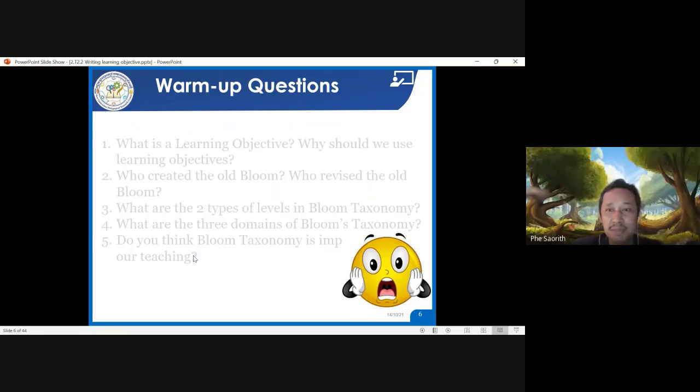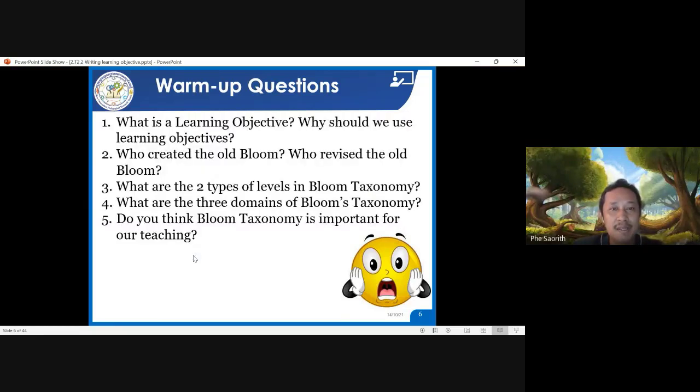So here is the warm-up question section. I have 5 questions to welcome you in order to test your knowledge about this topic. The first question is, what is a learning objective? Why should we use learning objectives? Who can tell me the definition based on your understanding? What is a learning objective? And also, why should we use learning objectives? Who can tell me? You can talk in Khmer or in English, it's up to you.